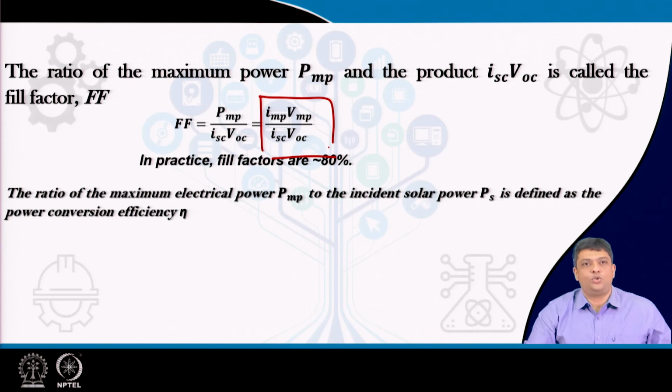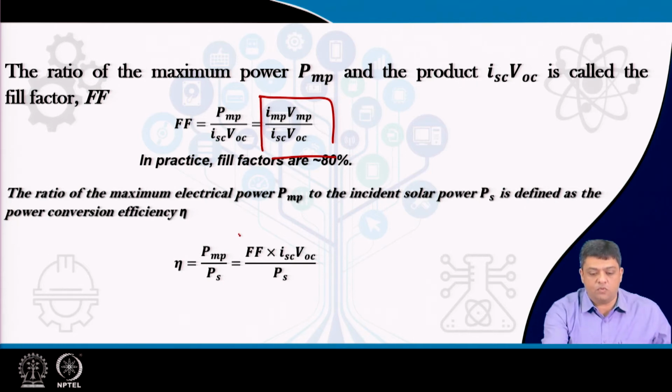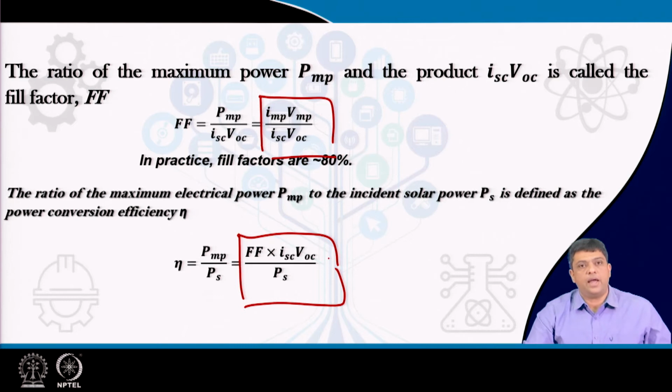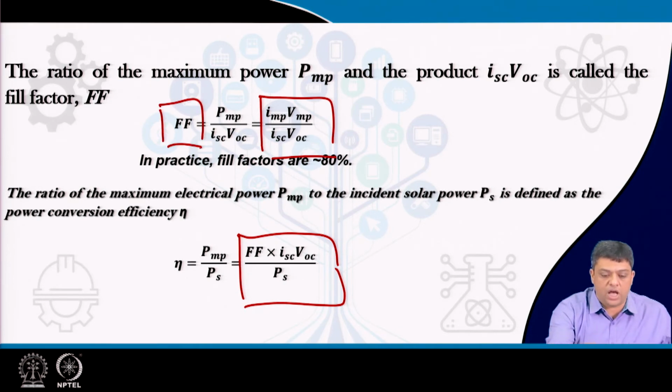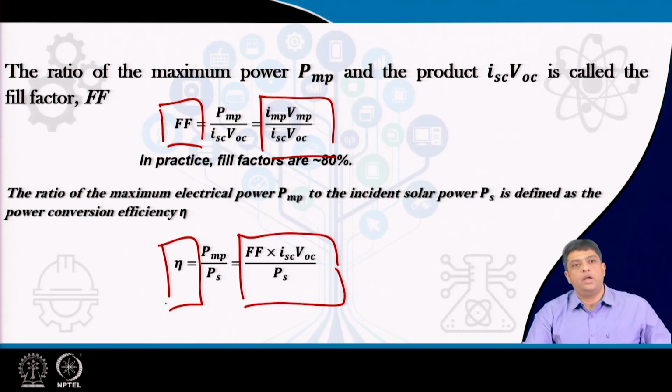In comparison to the fill factor, the ratio of maximum electrical power to the incident solar power actually defines the power conversion efficiency, which is given as PMP by PS, and that is equal to FF into ISC VOC divided by PS. So, these are the two terms which are routinely used to explain the parameters associated with a solar cell.